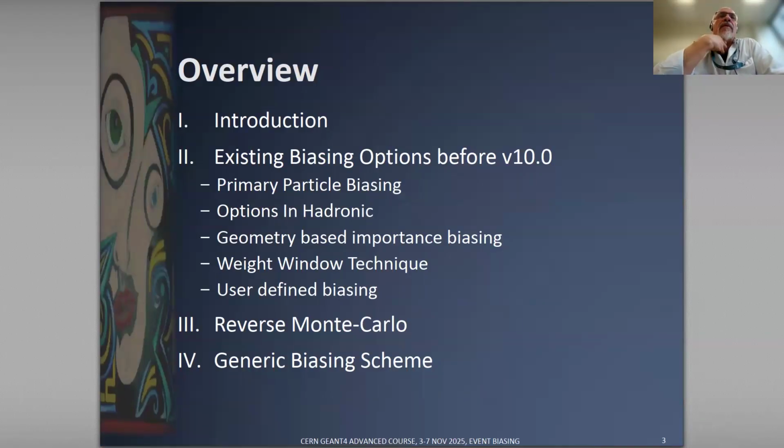So I will tell what biasing is first in the introduction. Then I will go through the various options which have existed in Geant4 for quite some time. I will give a bit more detail about one of the most advanced features of biasing in Geant4, which is the reverse Monte Carlo. This biasing technique has the special feature that part of the simulation has the particles go back in time, which is quite special. And then I will explain this generic biasing scheme.